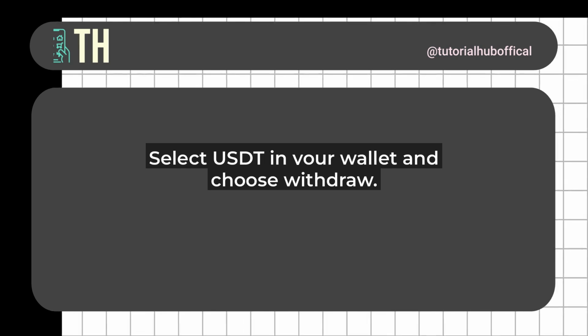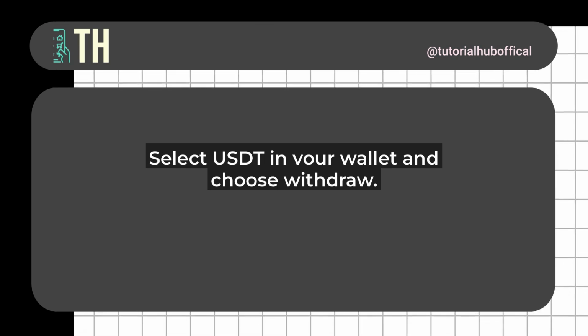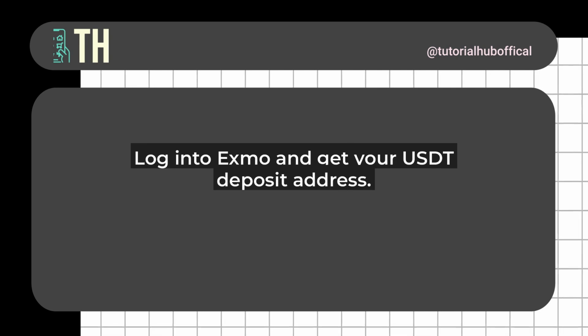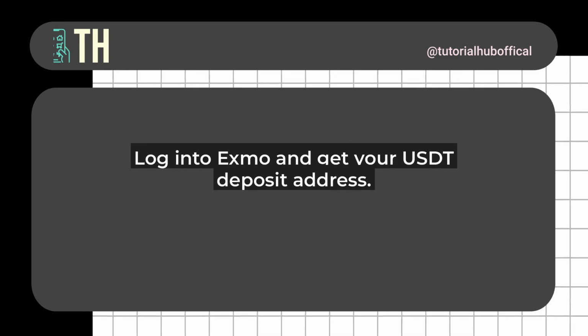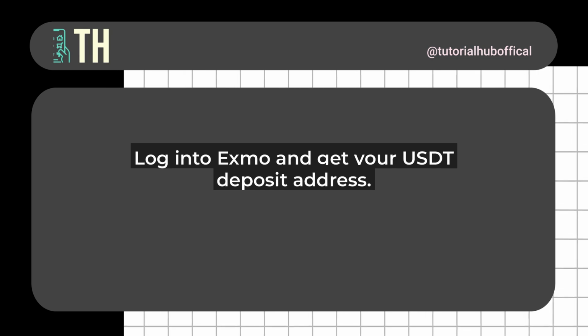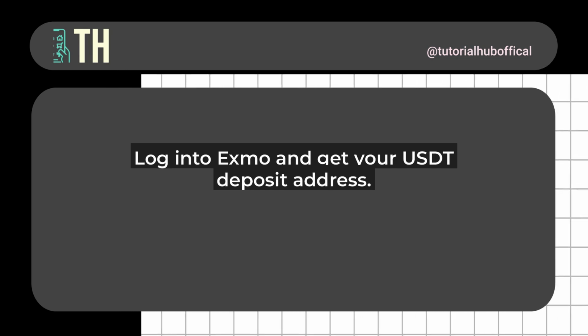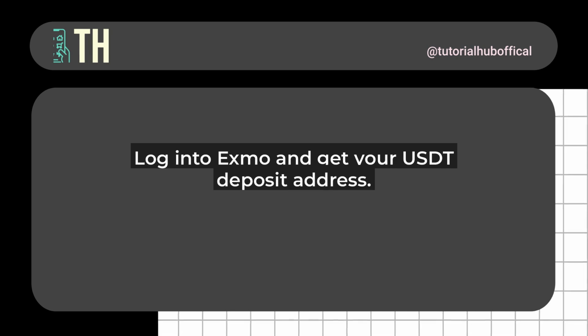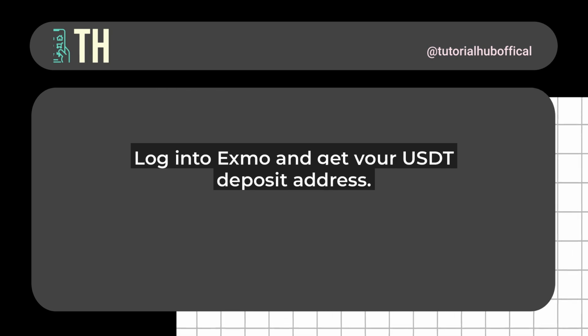First, ensure you have active accounts on both Coinbase and Exmo, with USDT available in your Coinbase wallet. Start by logging into your Coinbase account via the app or website. Once in, navigate to your wallet section and select USDT. Look for the withdraw or send option. It's usually straightforward.